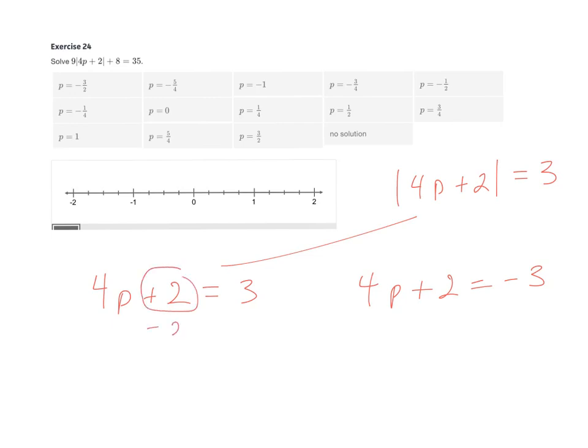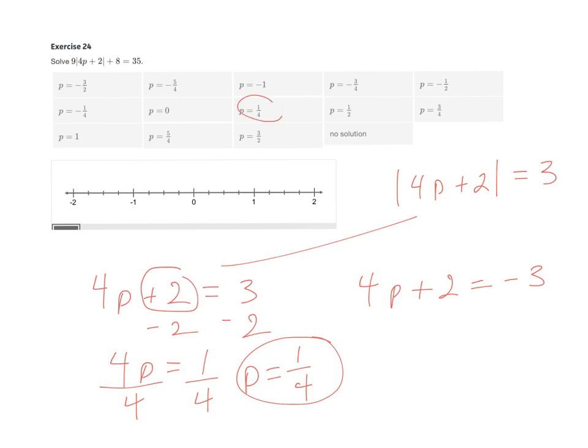I'm going to minus 2, minus 2. 4p is equal to 1. And then, instead of multiplying by 4, I'm going to divide by 4. So we get p equals 1/4. And hopefully that's an option up here. There it is, p equals 1/4. And now over here I'm going to minus 2. Minus 2, I get 4p is equal to negative 5. Divide both sides by 4. p is equal to negative 5 fourths. Do we have a negative 5 fourths up here somewhere?